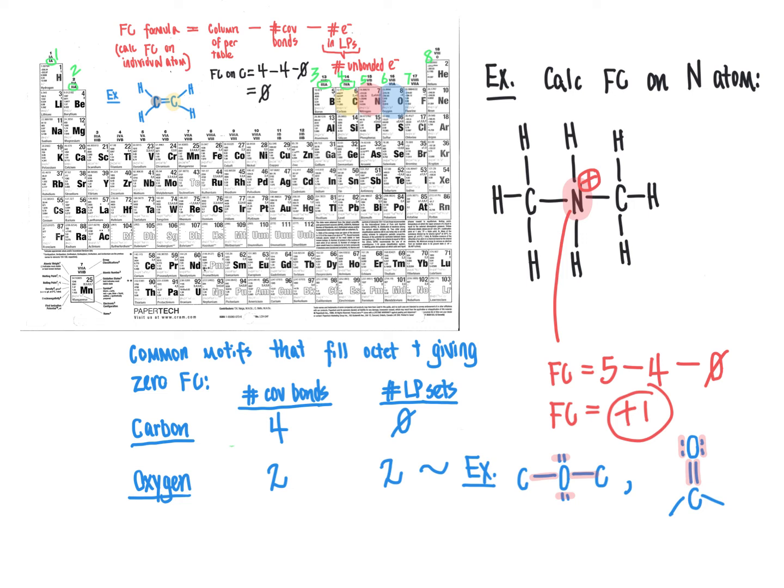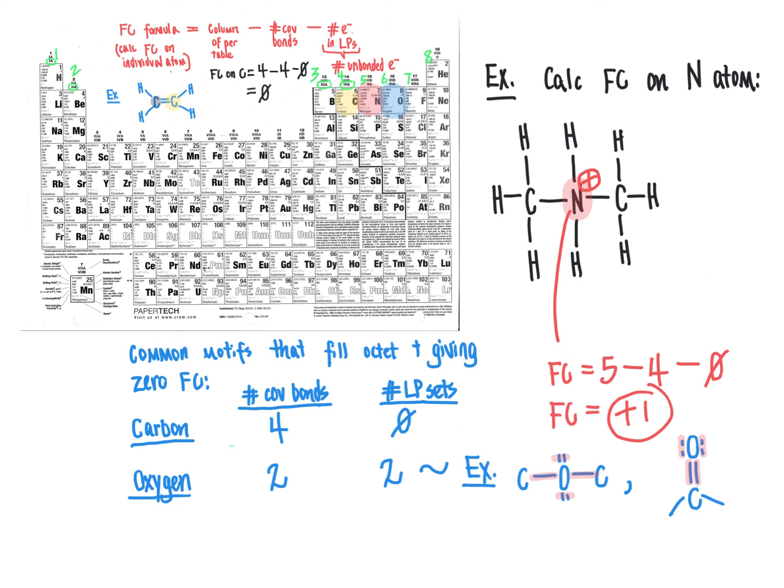So these are a couple of common motifs that you'll see for oxygen, and it's worth putting these into your memory bank as common motifs so that you don't have to calculate the formal charge on the oxygen every time you see it in this type of structure. Instead, you can look at it and quickly realize, okay, oxygen has 2 covalent bonds and 2 sets of lone pairs, therefore it has a formal charge of 0.